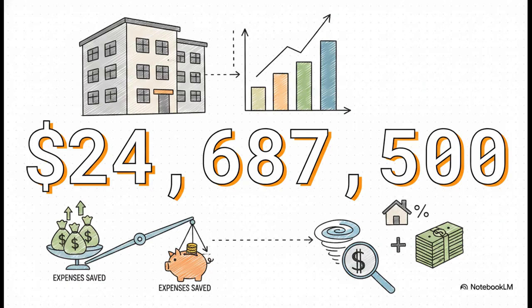And here is an absolute game changer of a takeaway. Because value is tied directly to NOI, saving money on expenses creates massive swings in your total value. If a manager saves just $10,000 a year in operating expenses on a building with a 10% cap rate, they instantly create $100,000 in additional property value for the owner. It's literally like printing money.